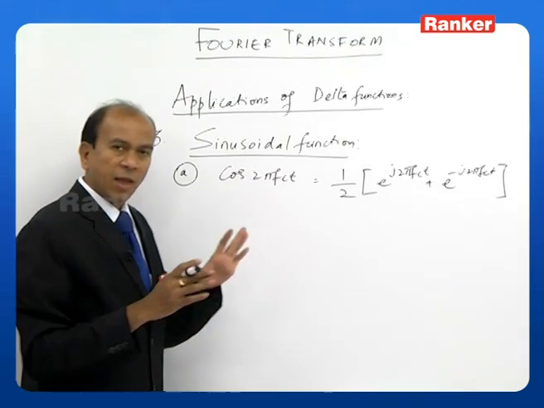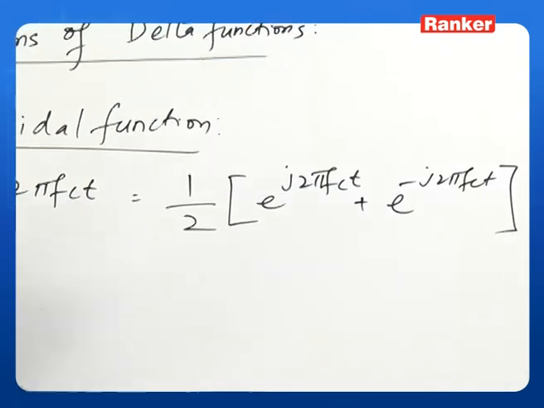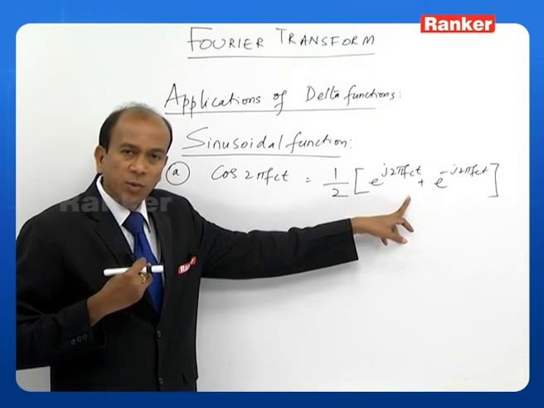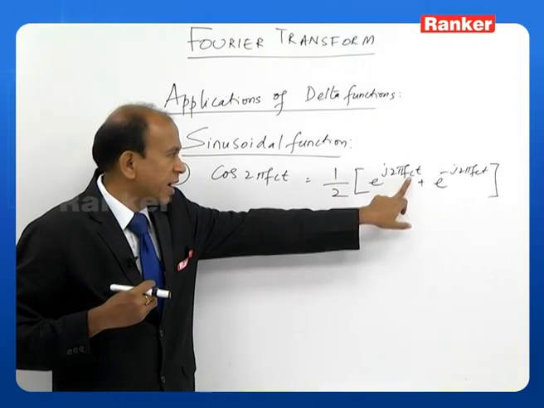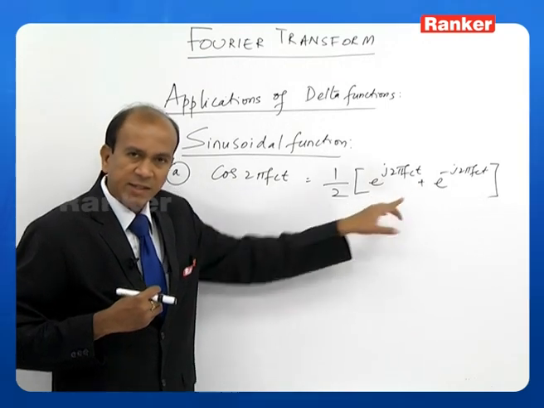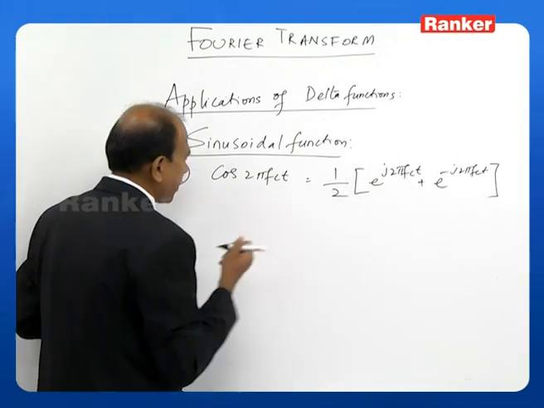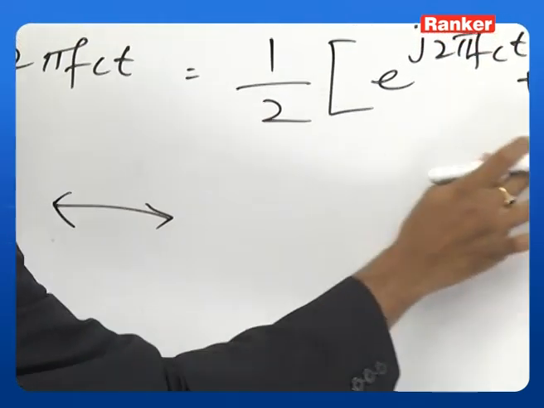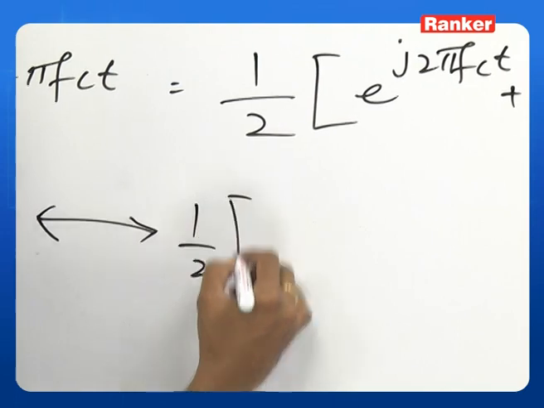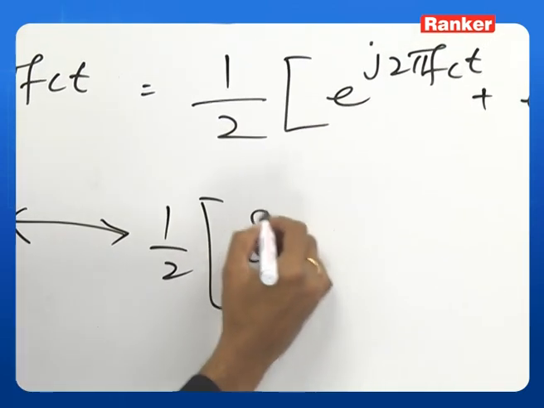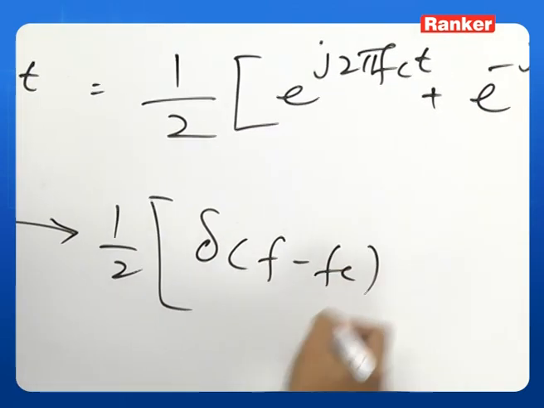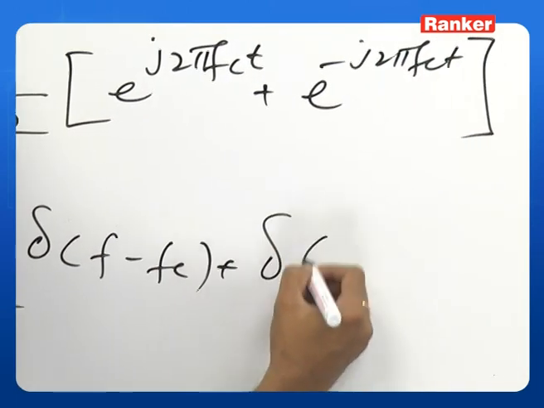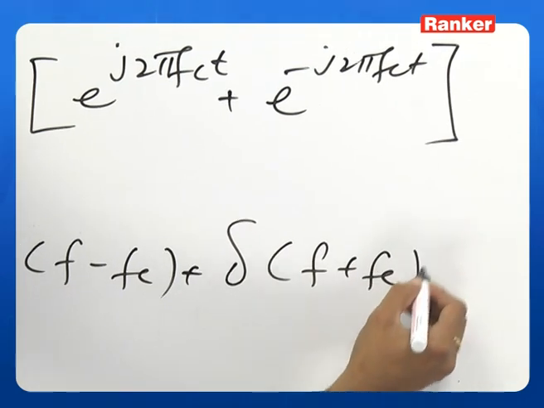So, we have seen earlier that an exponential function in time domain will have a Fourier transform equal to a delta function existing at this frequency. So, I can write this in terms of Fourier transform. So, what will be the Fourier transform of this? This will be half of, what is this? This is equal to delta of f minus fc, plus what is this? This will be delta of f plus fc.